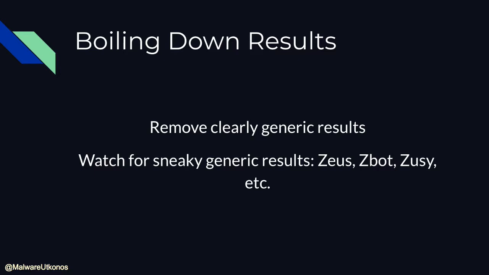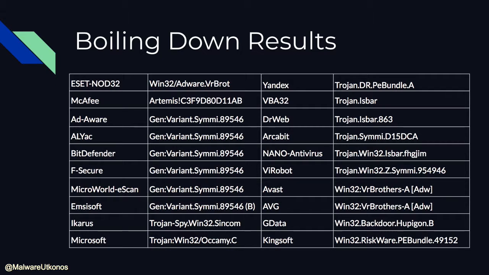So what you'll see here first is, sorry, I skipped a slide, but you need to remove clearly generic results. You also have to look for some of the sneaky ones that are basically generic by now: Zeus, Zbot, Zeusy, etc. But what you'll see here, there's one commonality. These are all exactly the same signature. I'm going to count that B one down there at the bottom as the same signature. So all of these basically are just one signature. So that's just one result.